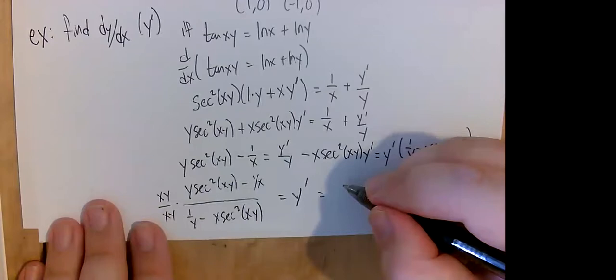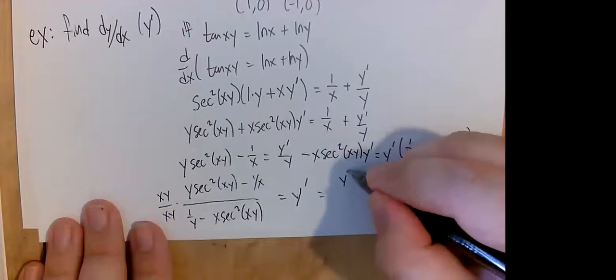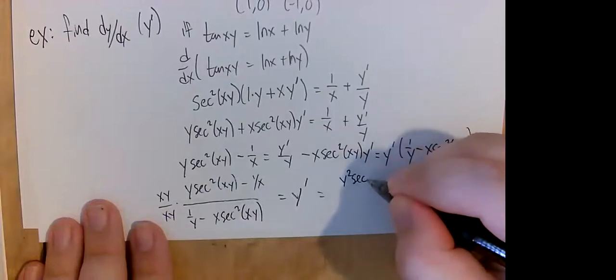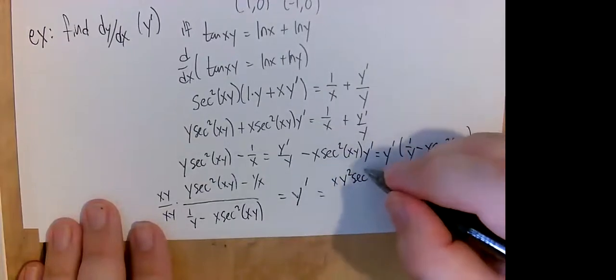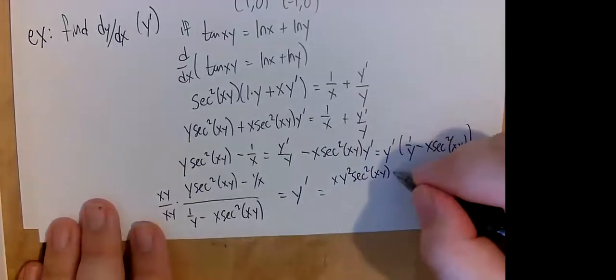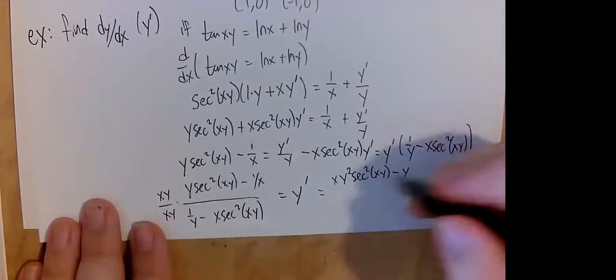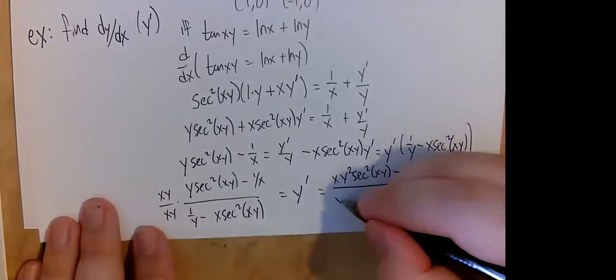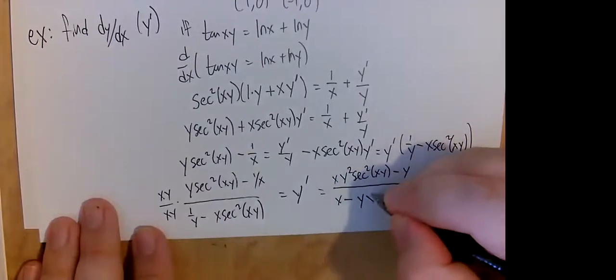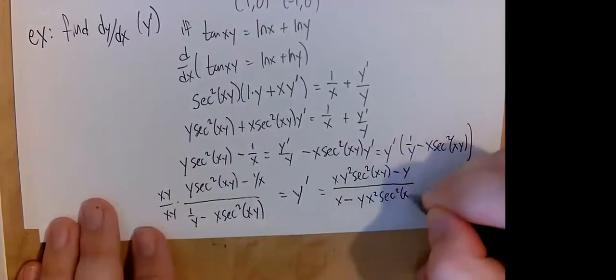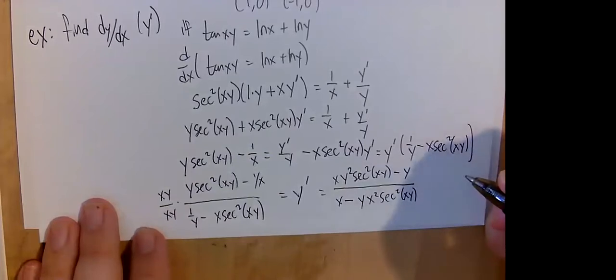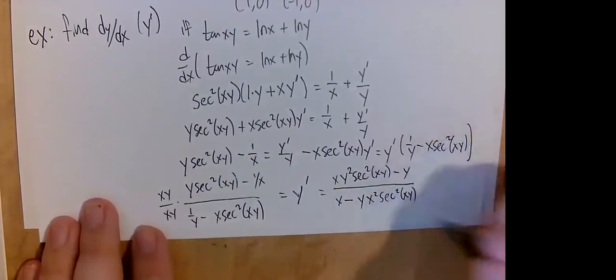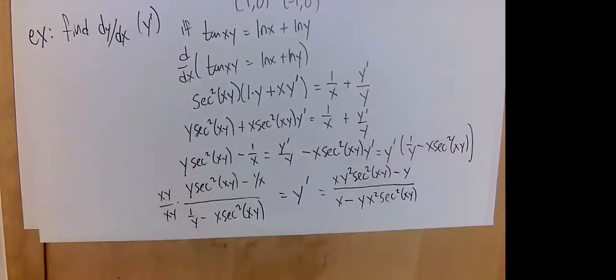let's see here. We're going to have y squared, or xy squared, secant squared of xy minus y, all divided by x minus yx squared secant squared of x. All right, so there we go. So now we don't have any compound fractions here, but it's going to be a little bit messy no matter what. So there we go.